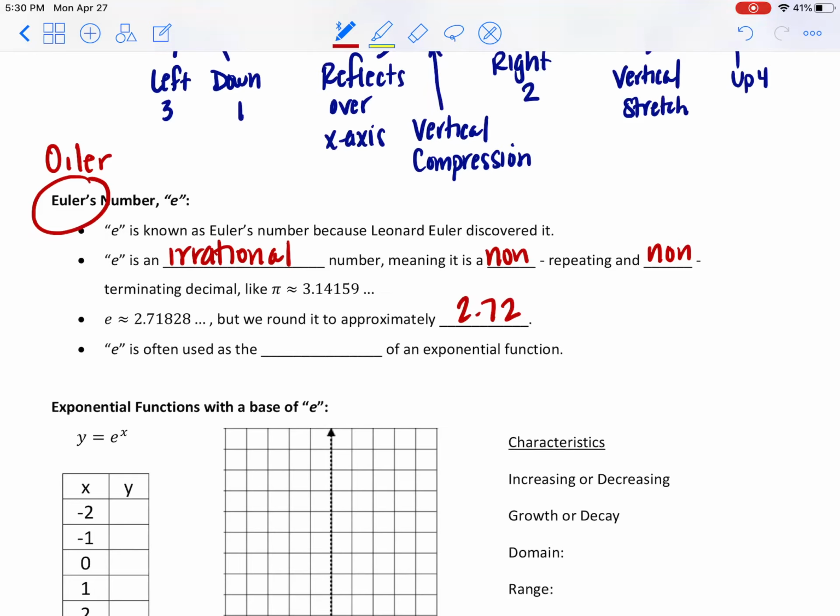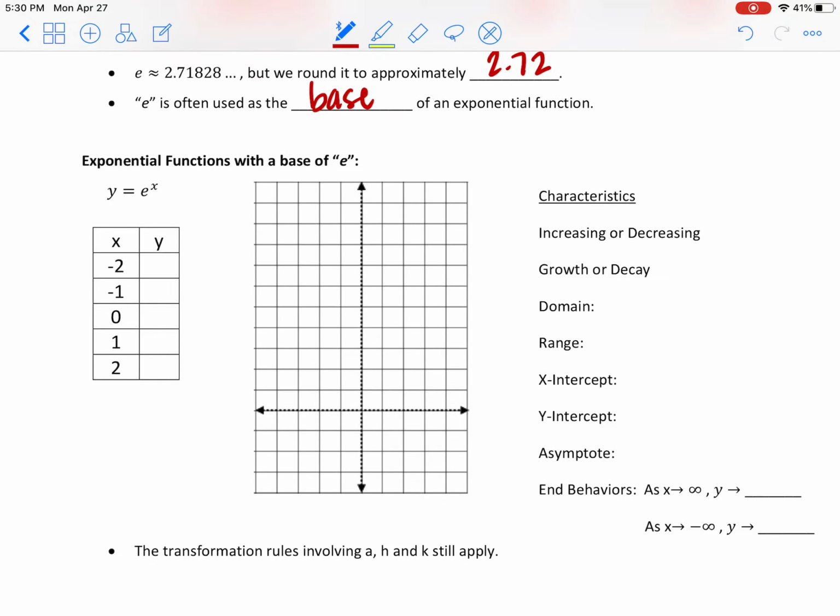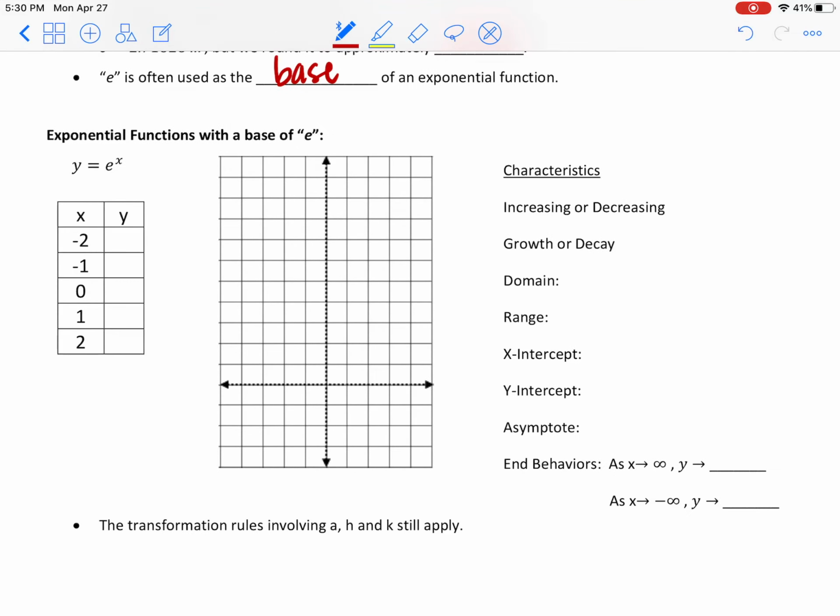But it's, if you recall, an irrational number. An irrational number meaning it's a non-repeating, non-terminating decimal like pi, right? 3.14159 that goes on forever. Except e is approximately 2.7182. Again, goes on forever. We say it's about 2.72. And again, often used as the base of an exponential function, particularly when you're looking at finance. And again, we're going to see some applications of that. But e, like any other number, could be the base of an exponent.